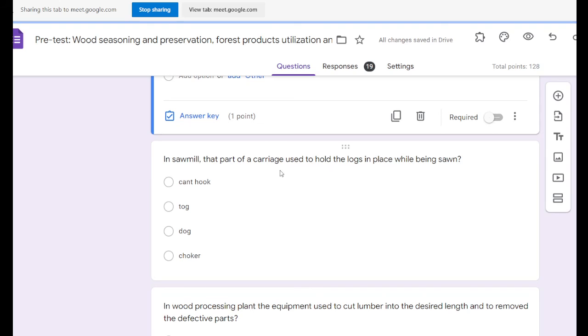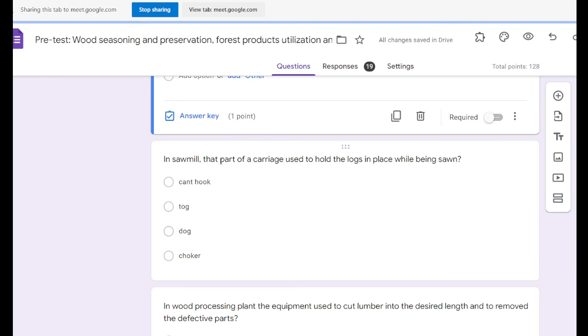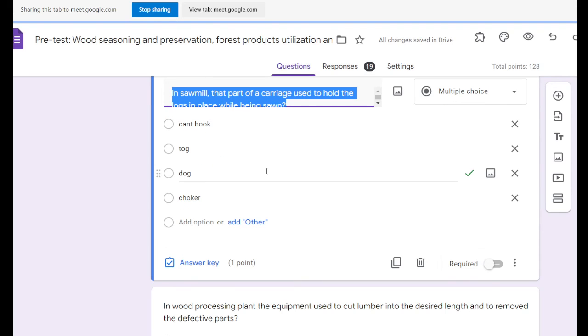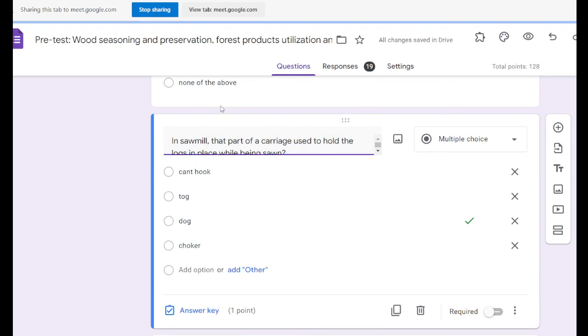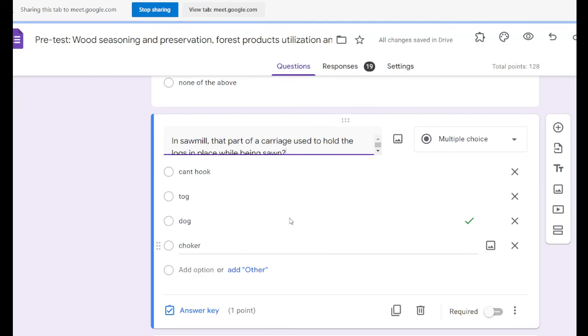Next, in a sawmill, that part of the carriage used to hold the logs in place while being sawn. What is the answer? Hook, sir. No, it's a dog. Dog. It is the part that grips the log on the carriage. Its shape is like a hook, which grips the log before it is moved along on the carriage. It is a part of the carriage, the dog.